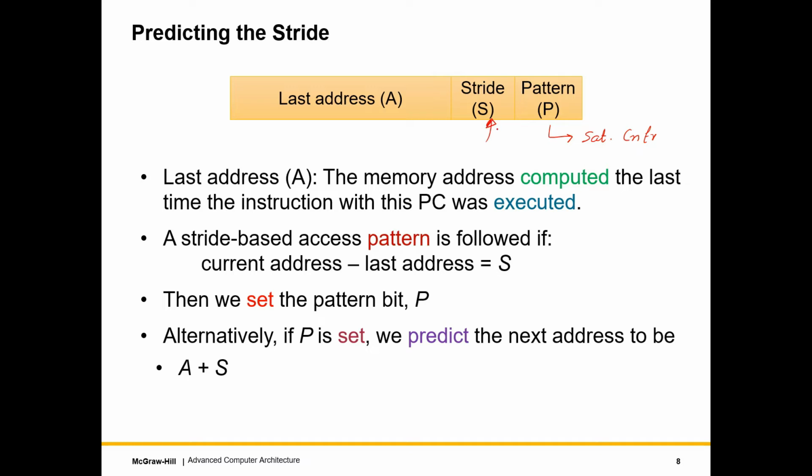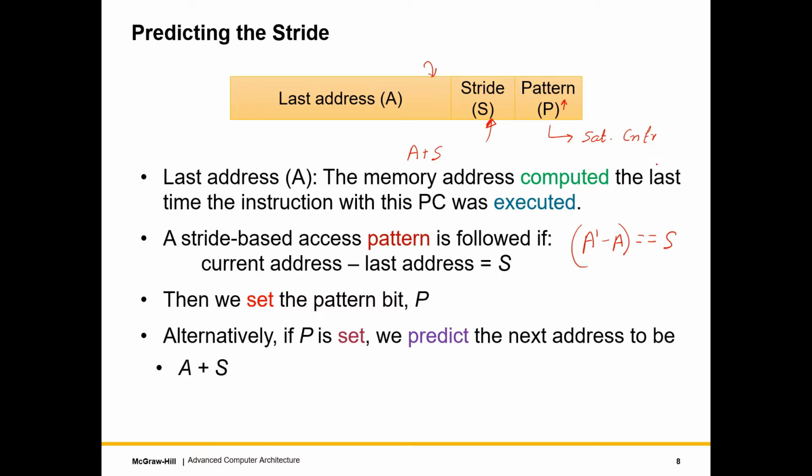Alright. So much of this depends on actual simulation and actual engineering. But the key idea is that we store these three pieces of information. And the prediction, if a stride based pattern is followed, is always A plus S. And whenever we resolve the address, we always compute A dash minus A, where A dash is the resolved address, and compare it with the stride. If it is equal, that's great. We can increase the confidence of P. If it is not equal, we can do several things.